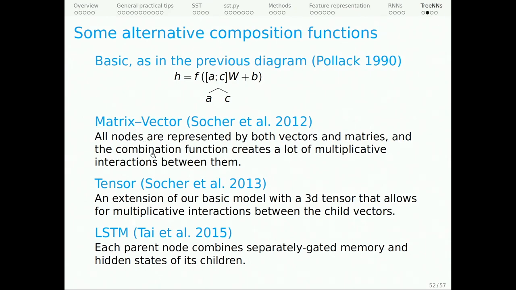Matrix vector, where you represent each word as both a vector and a matrix. And when you do that combination to form the parent, you kind of cross the matrix and the vector so that you get lots of multiplicative interactions. So very powerful. I think it was too powerful in the sense that it had too many parameters relative to the data. And that's how Socher et al.